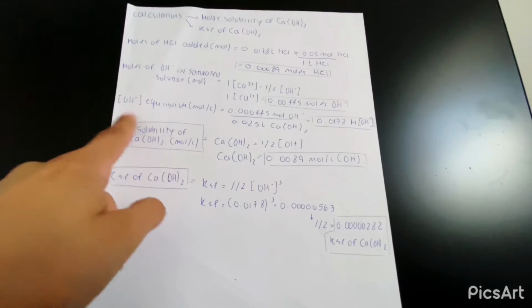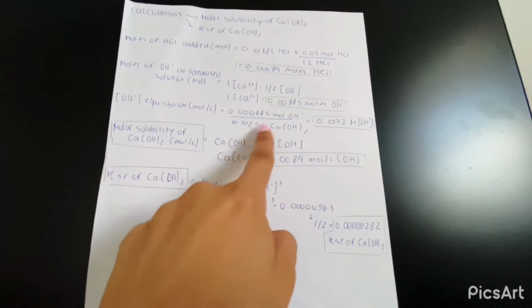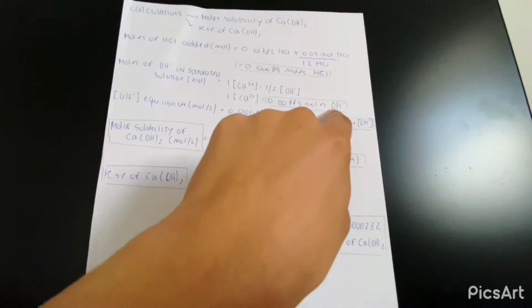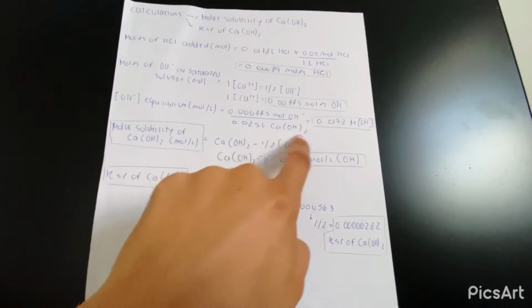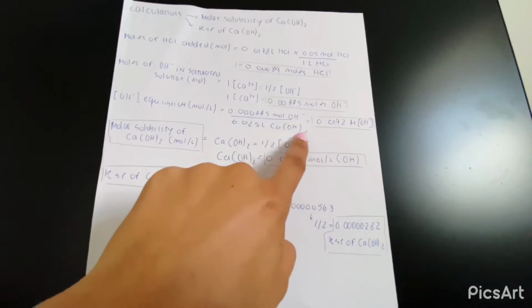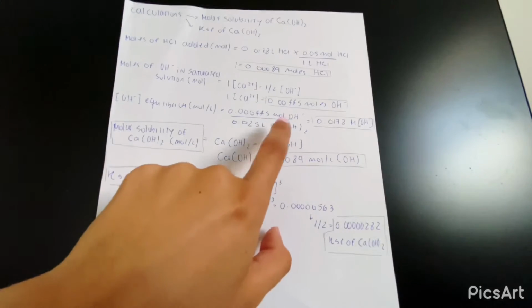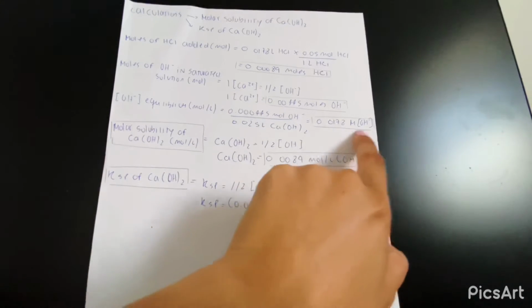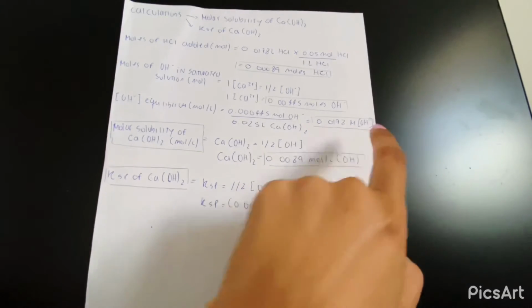So then for our moles of OH in our saturated solution, we're going to be using this equation. We're going to take half of our moles, and we're going to end up with 0.00445 moles. Then we have one more step, that's going to be our equilibrium. So we're going to take this amount of moles of the OH, and we're going to divide by our 0.025 liters. That's the amount of liters already calculated for calcium hydroxide, and we're going to end up with 0.0178 molar OH.